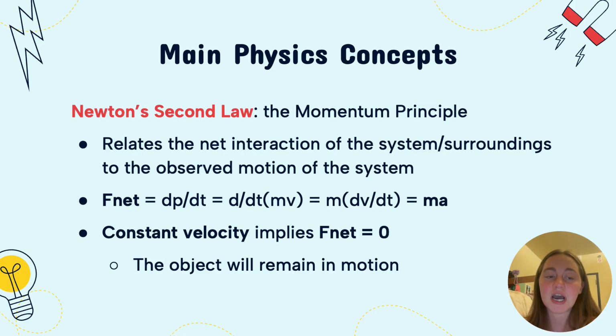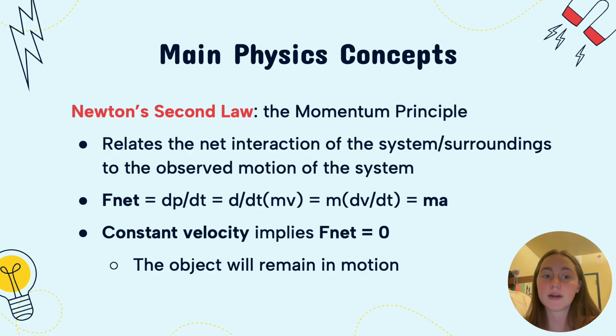The main physics concepts were Newton's second law, also known as the momentum principle. This relates the net interaction of the system with the surroundings to the observed motion of the system. Newton's second law states that F net is equal to the change in momentum over time. Momentum is equal to mass times velocity.